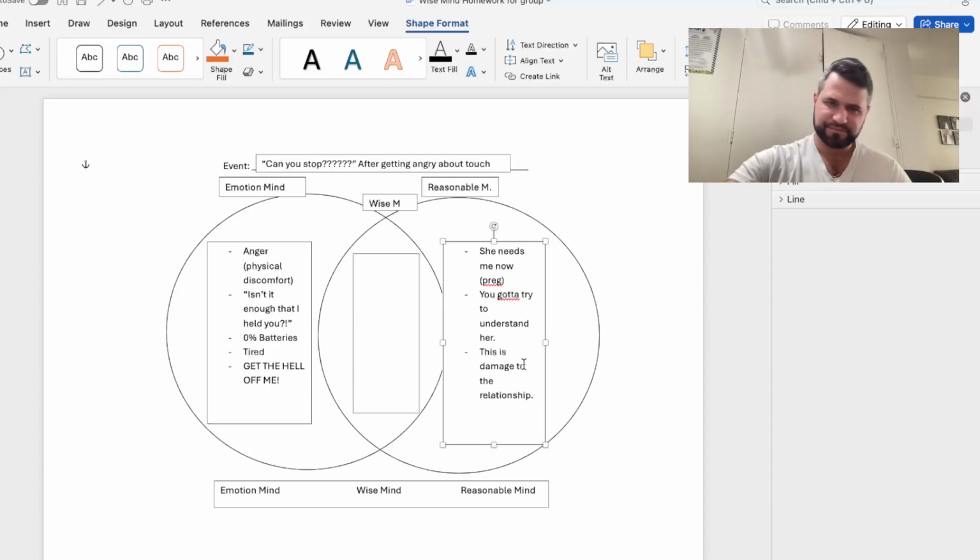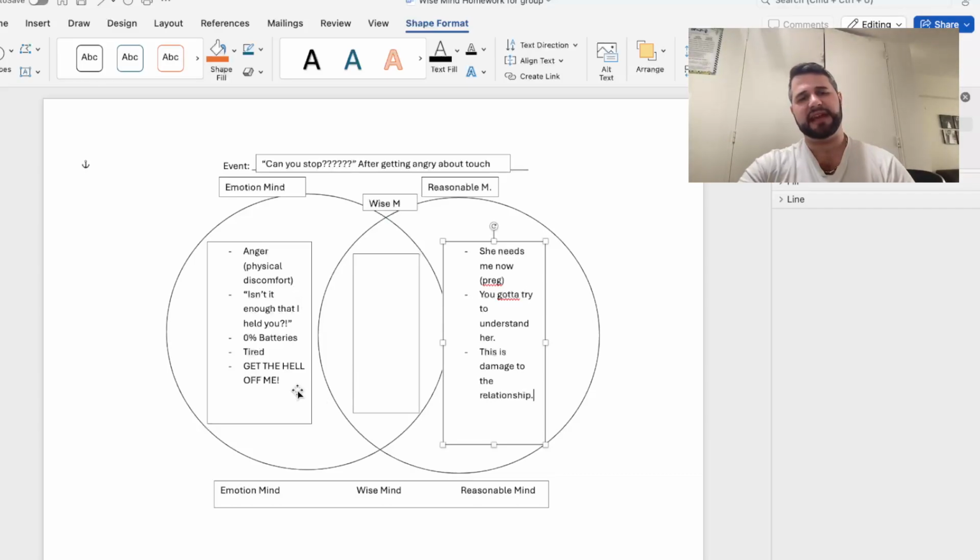So emotion mind is saying when you're tired, you need space. Let me add that. What's emotion mind saying? I need space.